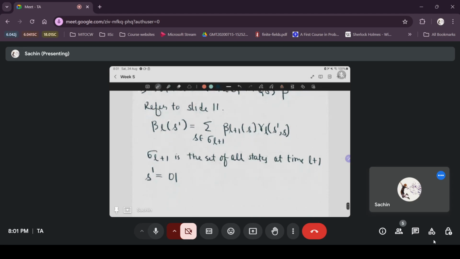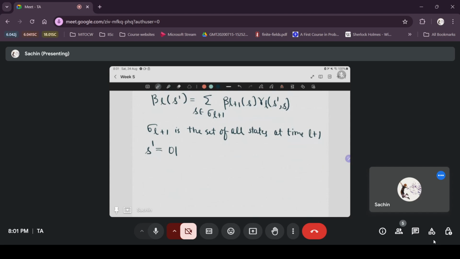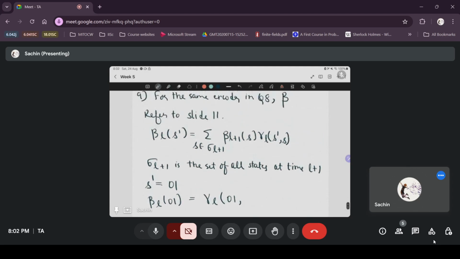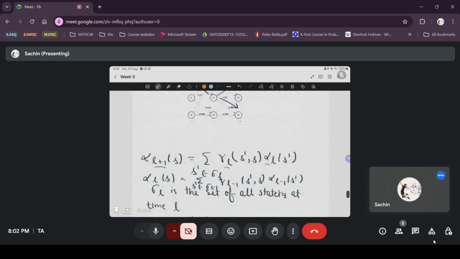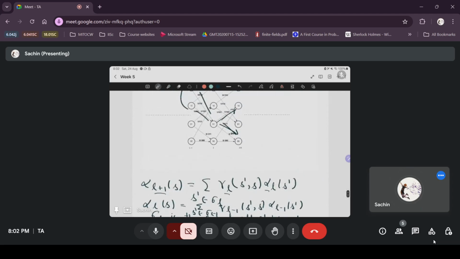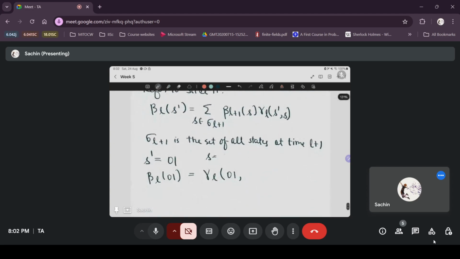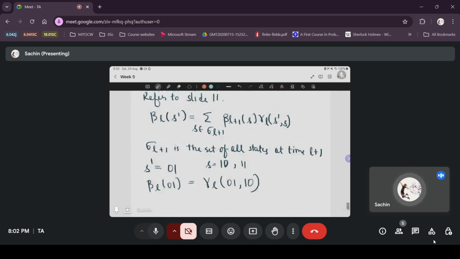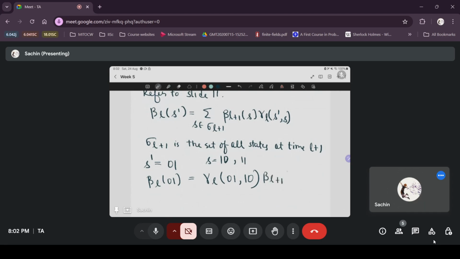So you will get beta L of 0, 1 is gamma L of 0, 1, comma S. So S could be here either 1, 0 or 0, 0, right? 1, 0 or 0, 0 for the state. So first term, let's say it as 1, 0: gamma L of 0, 1, comma 1, 0 into beta L plus 1 of 1, 0, plus gamma L of 0, 1, comma 1, 1 beta L plus 1 of 1, 1. So that will be the recursion formula for beta.